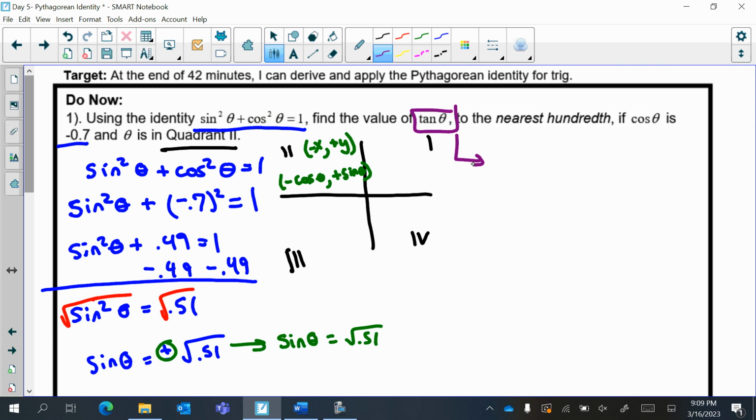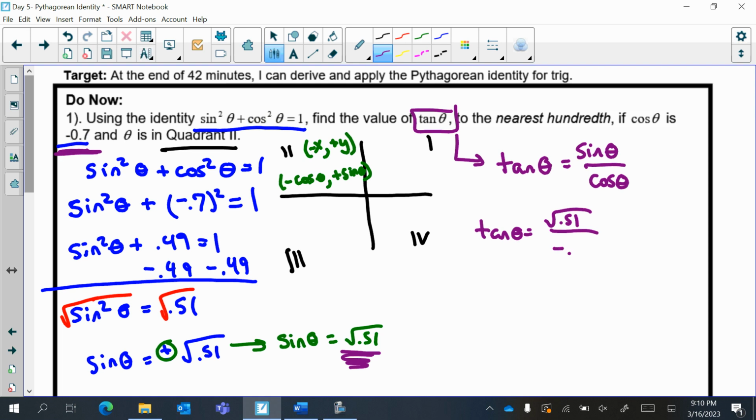The thing is, we're not talking about opposite and adjacent in this problem. We're not even really talking about y's and x's. What we are talking about is sine and cosine. So I'm going to go with that one. And we have tangent of theta is equal to sine of theta over cosine theta. That means tangent, well, sine is the square root of 0.51. And cosine, they gave me in the problem, that was negative 0.7.